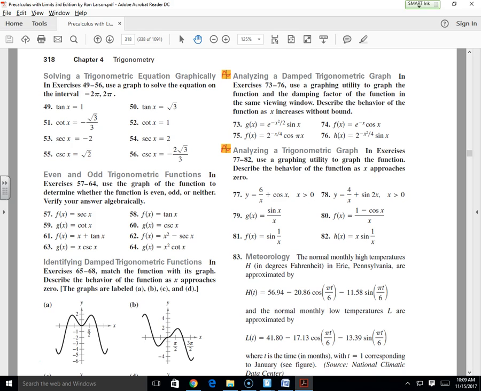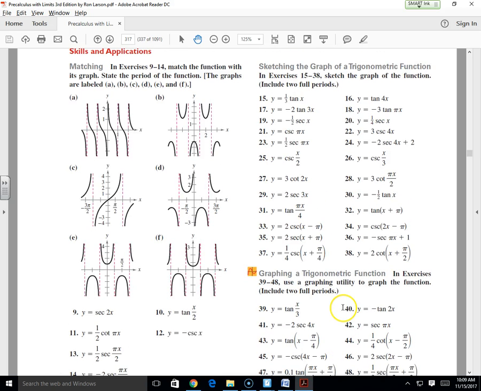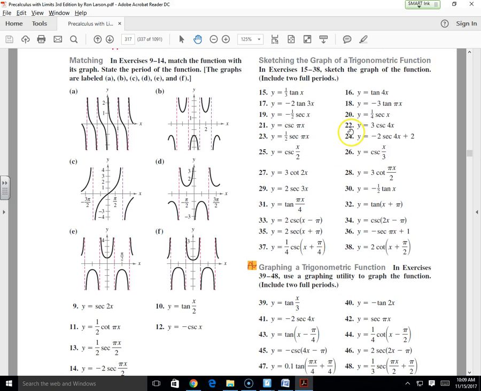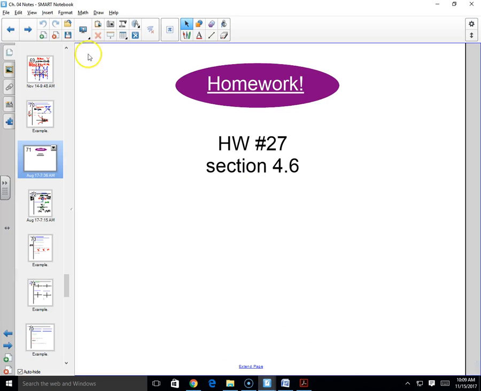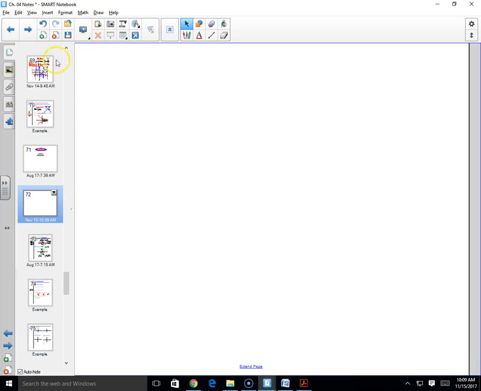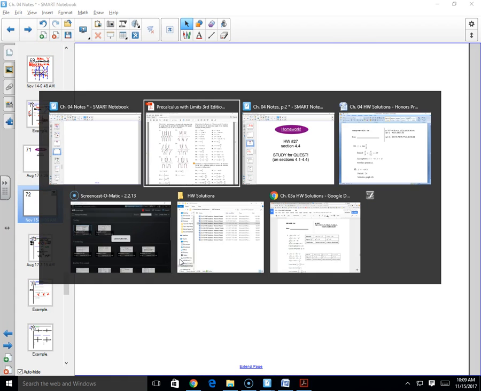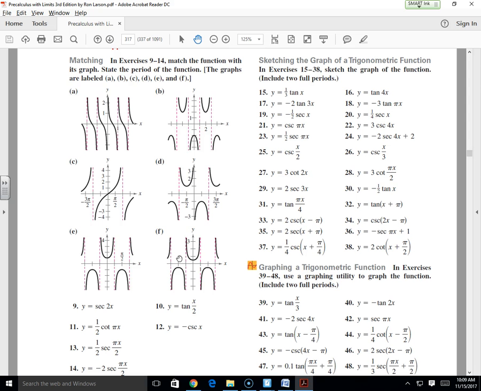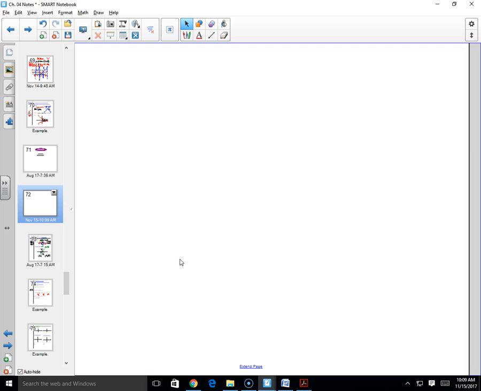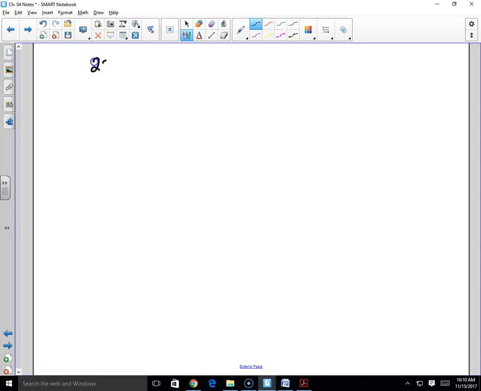No more evens or odds? Number 22. It was a graphing one, right? Okay. So before we leave section 4.6, let's do one more quick graphing one. You guys help me out with how you did it. If you want to have your spiral open to number 22, you can show me step by step, or you can close it and say, okay, do I remember what I did? Number 22, y equals 3 cosecant of 4x? Yeah. Okay.